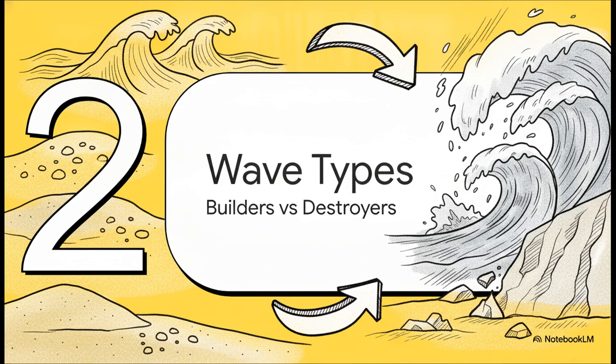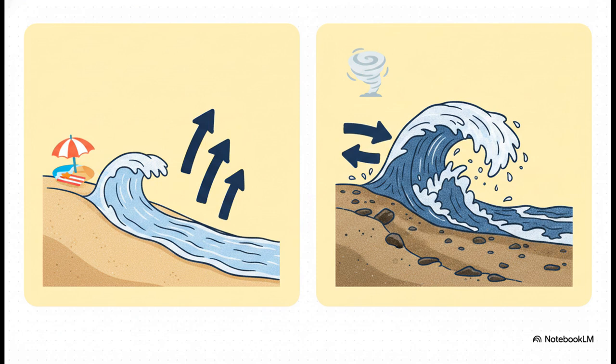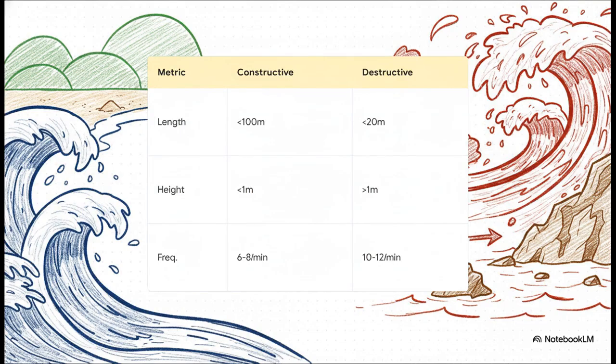Let's move right into it, because this is the most heavily tested material, the classic face-off between the builders and the destroyers. If you only remember one single thing for the test, please make it this. It all boils down to the mechanical difference between swash, the water moving up the beach, and backwash, the water dragging back down into the sea. For constructive waves, the swash is the powerhouse. It actively pushes material up onto the shore. But for destructive waves, the backwash is way more powerful than the swash, aggressively ripping material away. Consider this your ultimate cheat sheet for the exam.